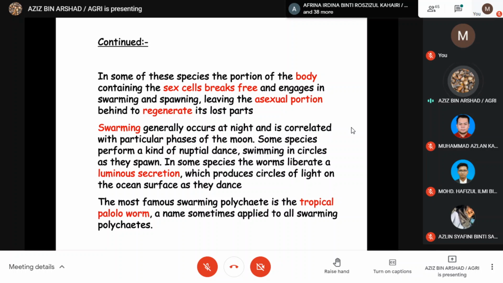The most famous swarming polychaete is known by the general name of palolo worm. This is a name sometimes applied to all swarming polychaetes. But if you Google the tropical palolo worm, you can see that they come in millions to the surface and they are trapped, and the Fijian people eat it as part of a delicacy.